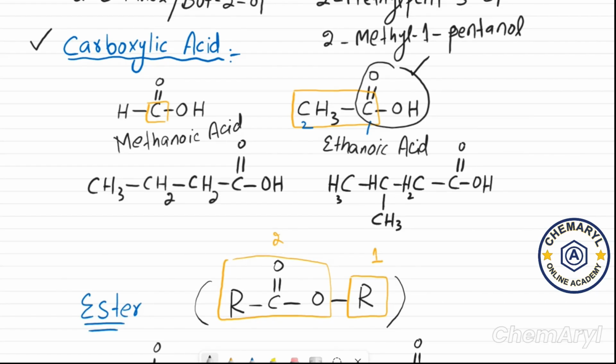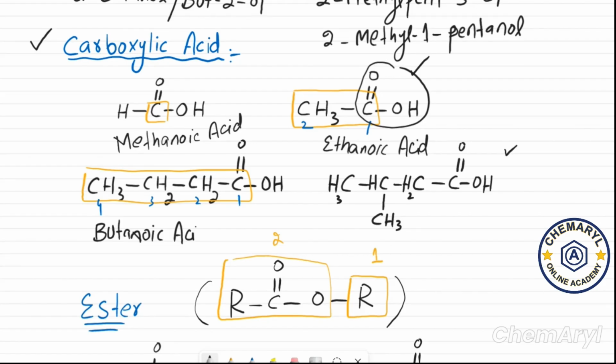Next one is, dear student, first of all, select the longest continuous carbon chain. So here the long chain is this one. So start numbering from the carbon of the functional group. 1, 2, 3, and 4. How many carbon present in prefix? 4. So the term used for the 4 is but. Butanoic acid.